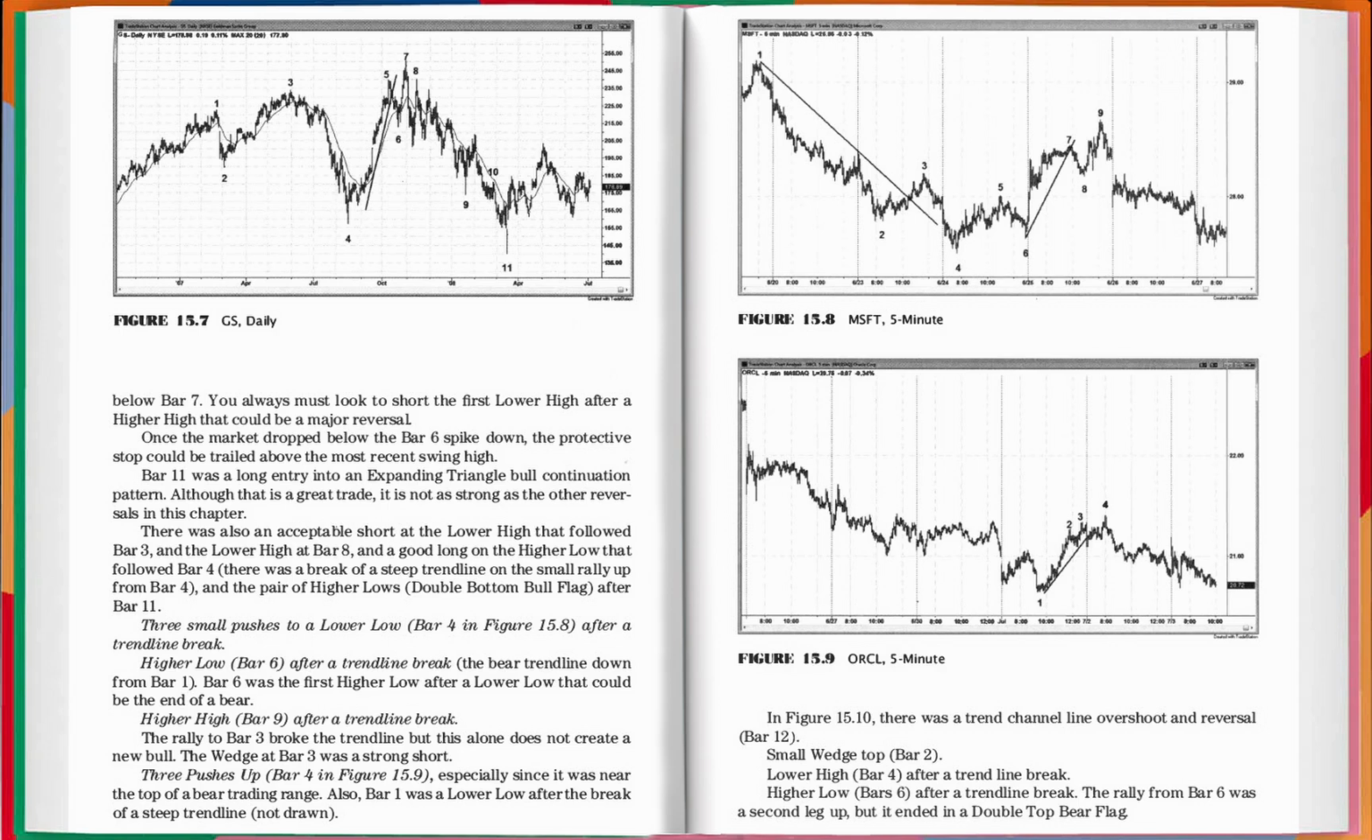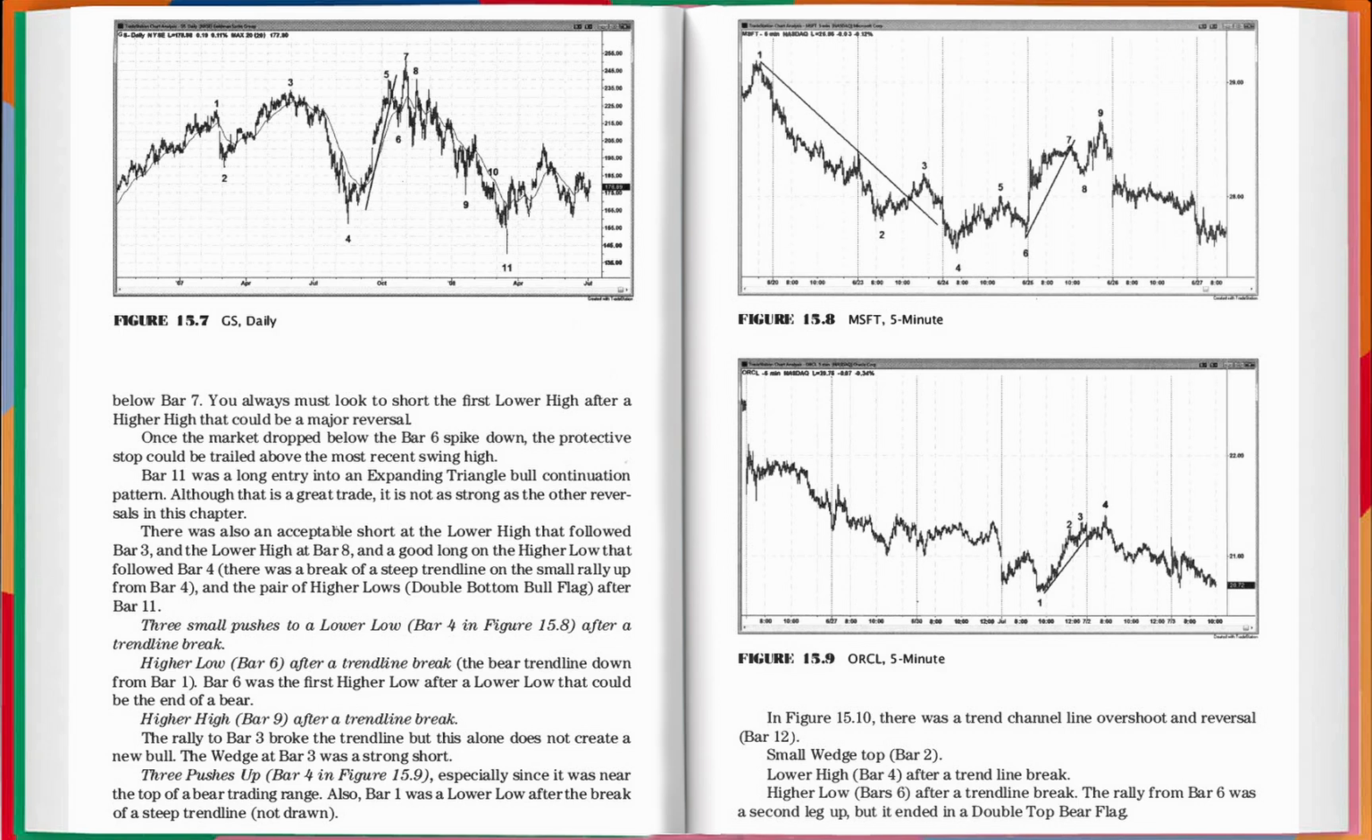The rally to bar 3 broke the trendline, but this alone does not create a new bull. The wedge at bar 3 was a strong short. 3 pushes up, bar 4 in figure 15.9, especially since it was near the top of a bear trading range. Also, bar 1 was a lower low after the break of a steep trendline not drawn.